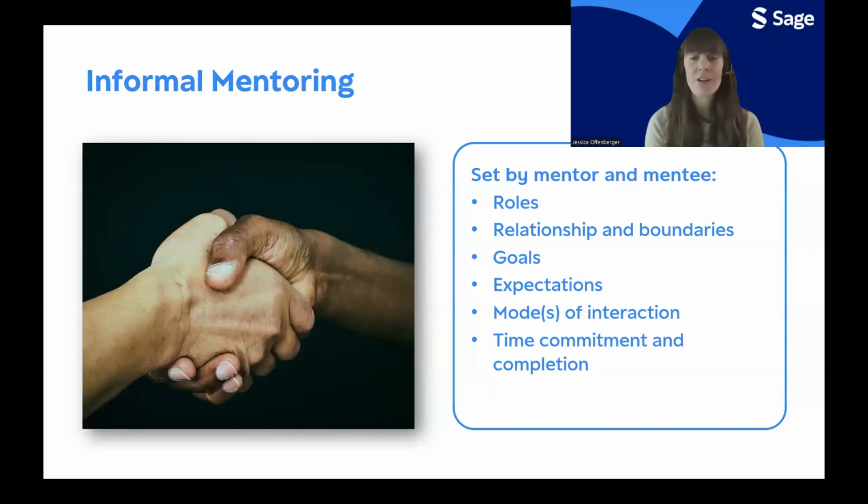With informal mentoring, this might be someone that's outside of your team and is more informal. And this is up to you as the mentor and the mentee to set the roles, the boundaries, the relationship goals, expectations, and how you prefer to interact. And again, this might have a more flexible timeline of how long this mentorship will continue, but it's important to be clear on the goals and what you expect to get out of it in order for that partnership to be successful. Next slide, please.